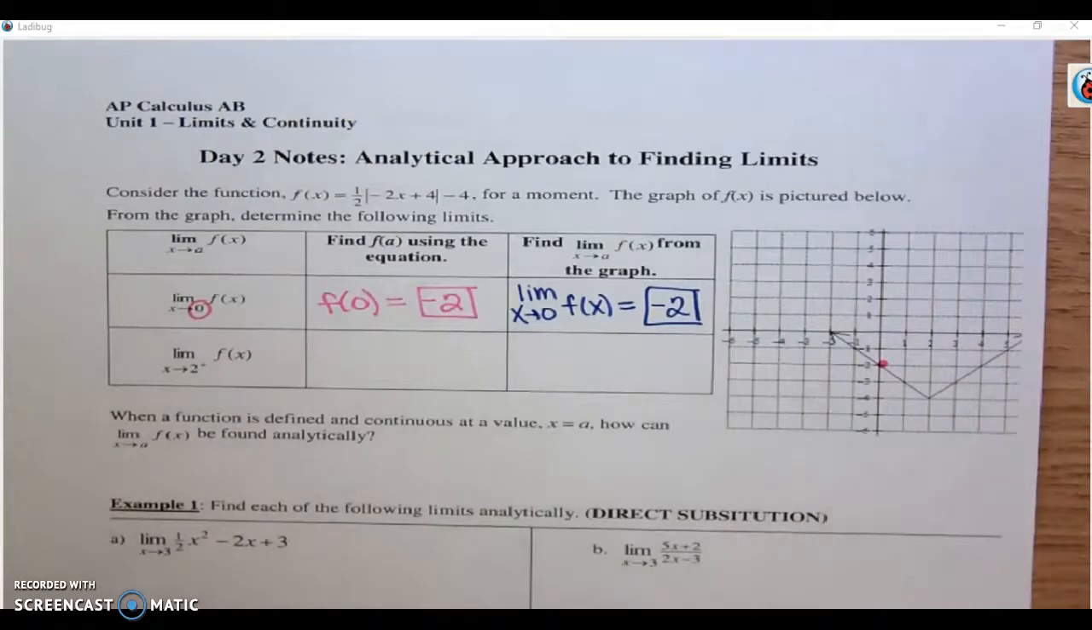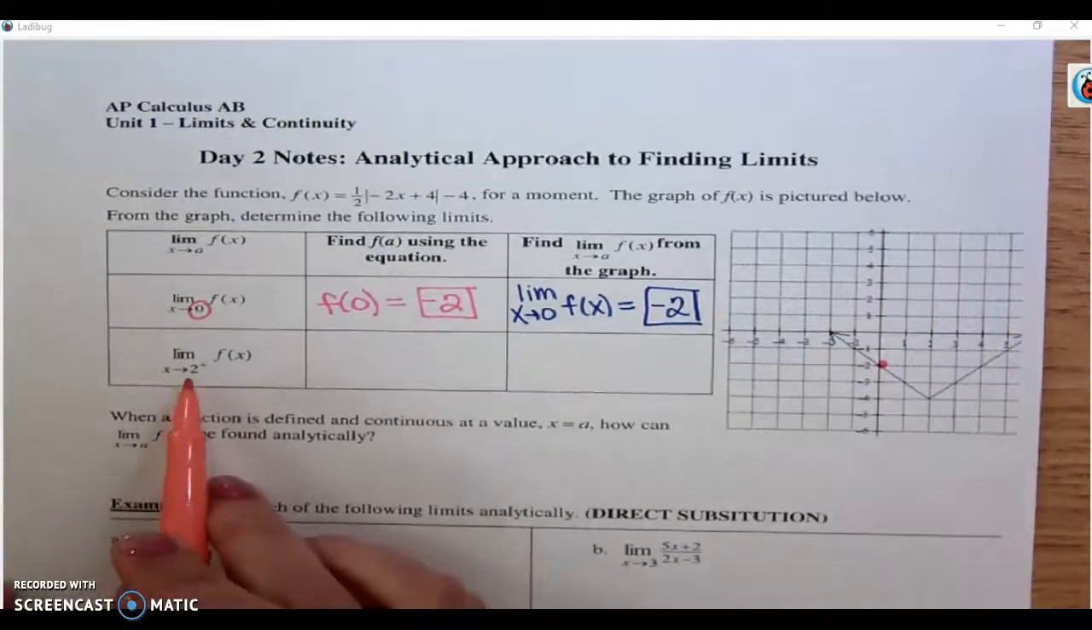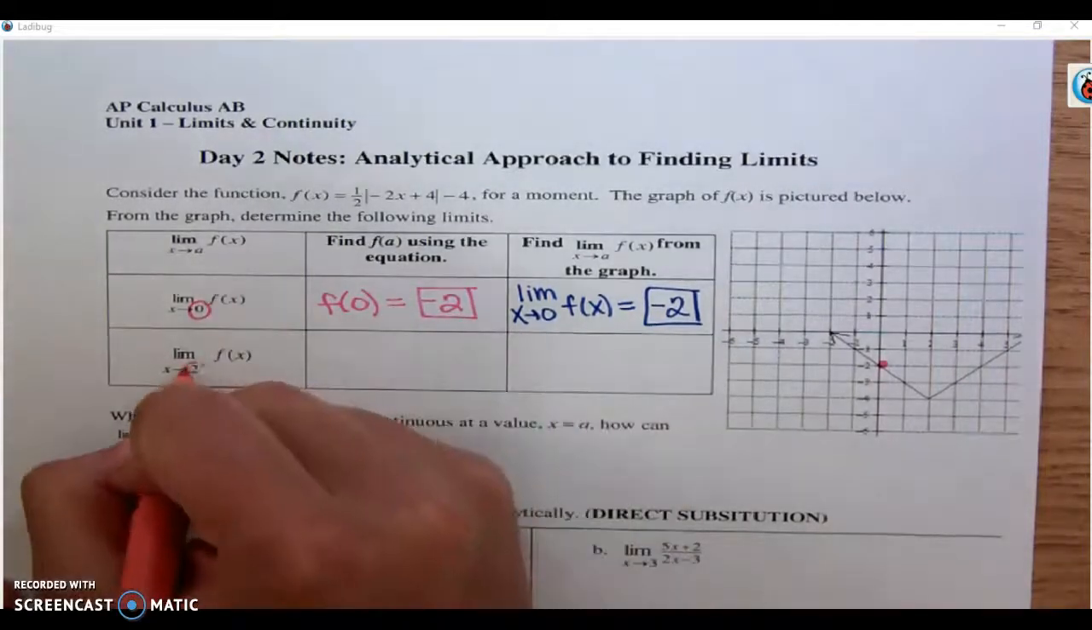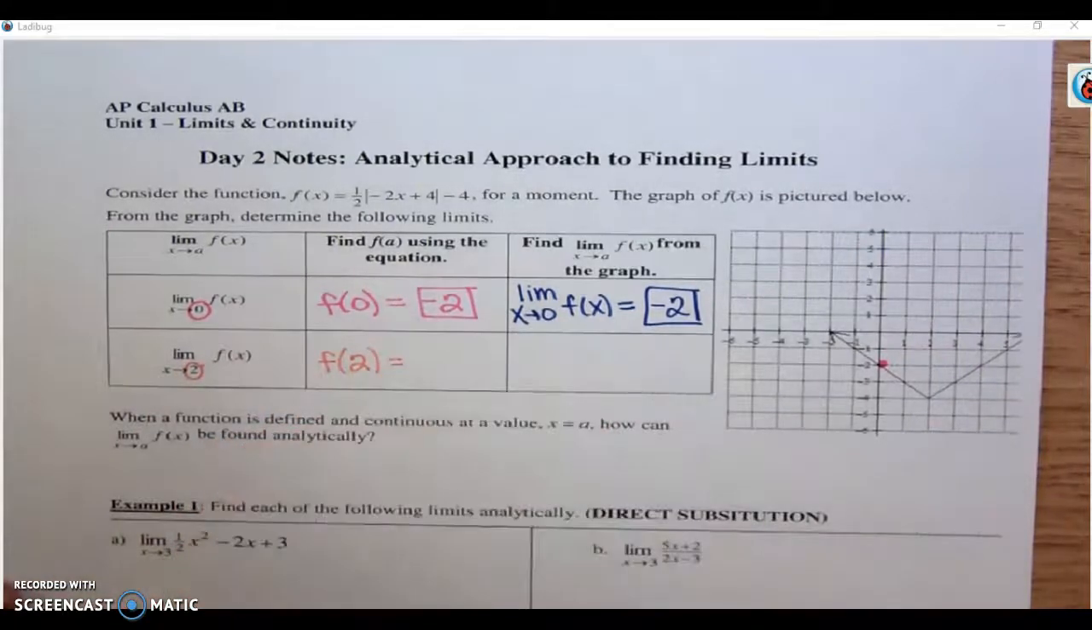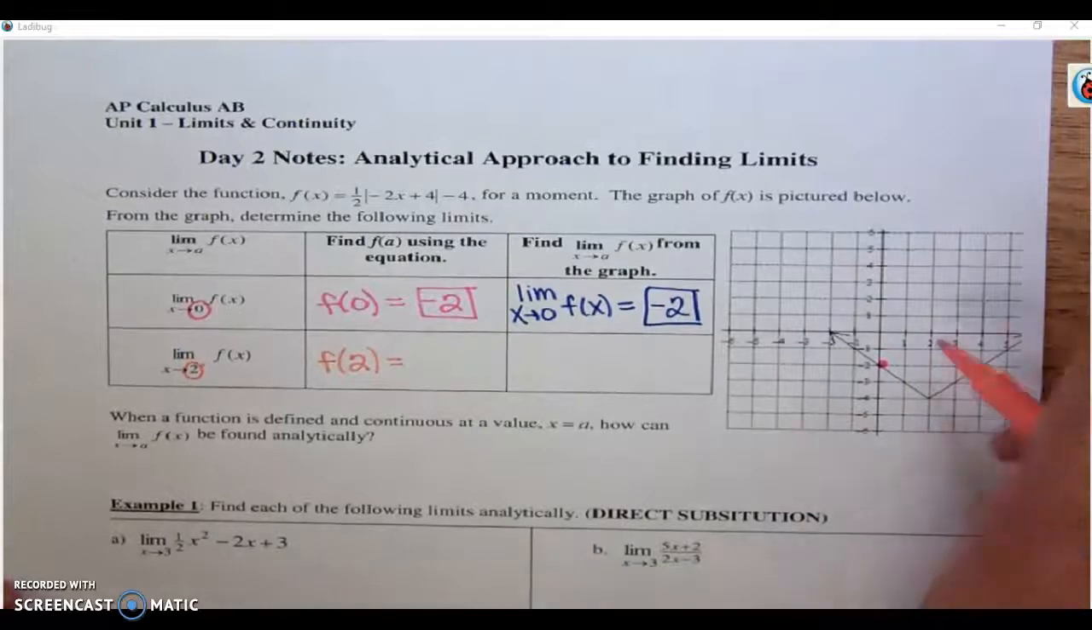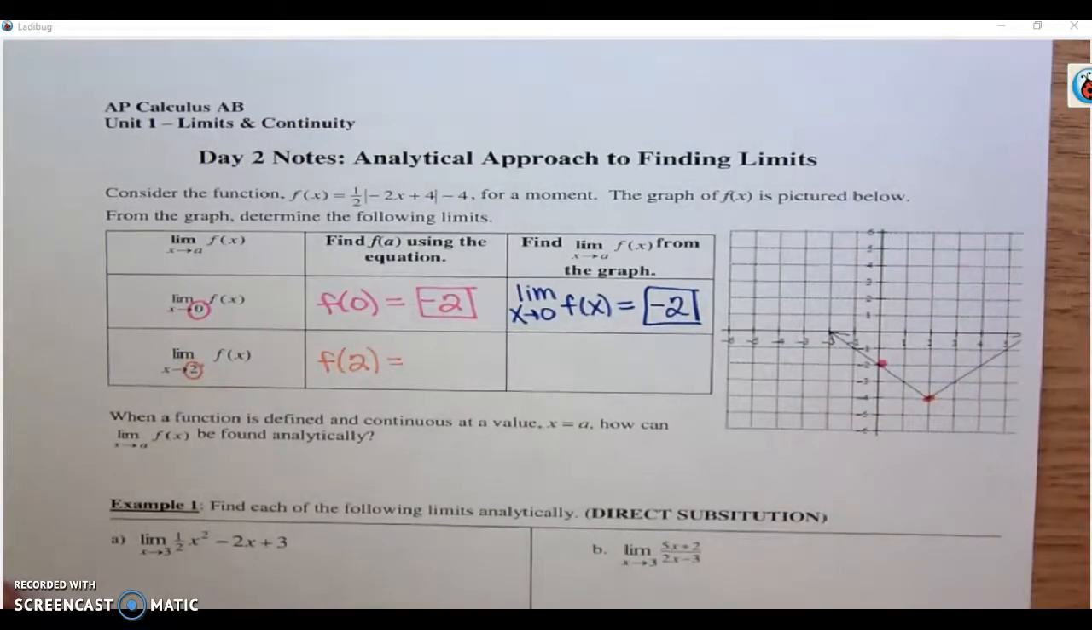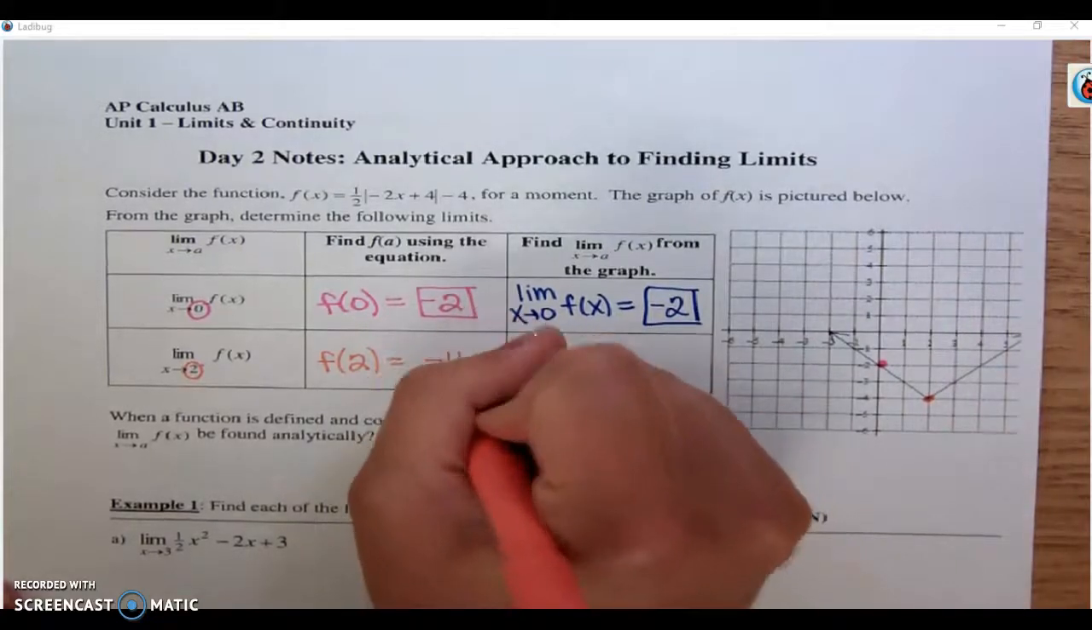Okay, for the next little example, it says the limit as x approaches 2 from the right. So we're just going to steal this 2, and I want to find f of 2. So if we look on our graph, the x value 2, that ordered pair is (2, -4), so the y value there is -4.